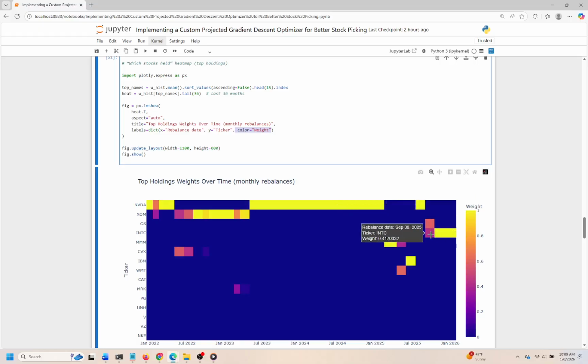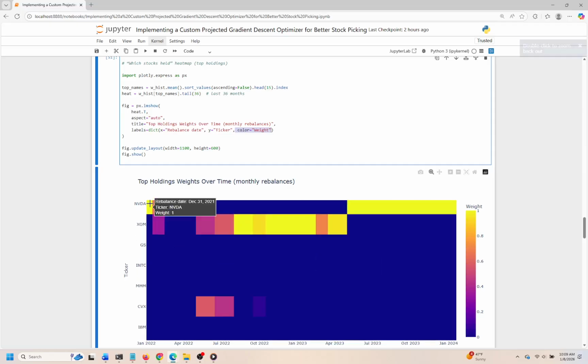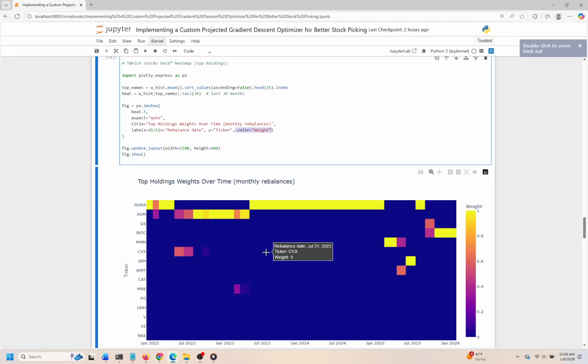Looking ahead, the next cell will likely build on these insights, perhaps focusing on how these holdings compare to market indices or exploring performance metrics in greater depth.